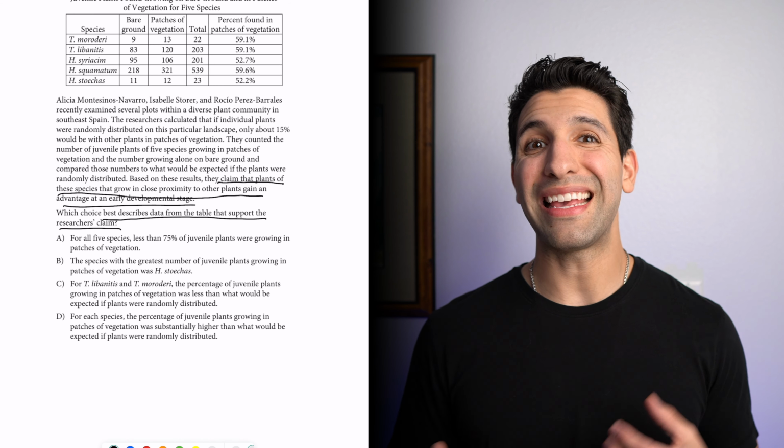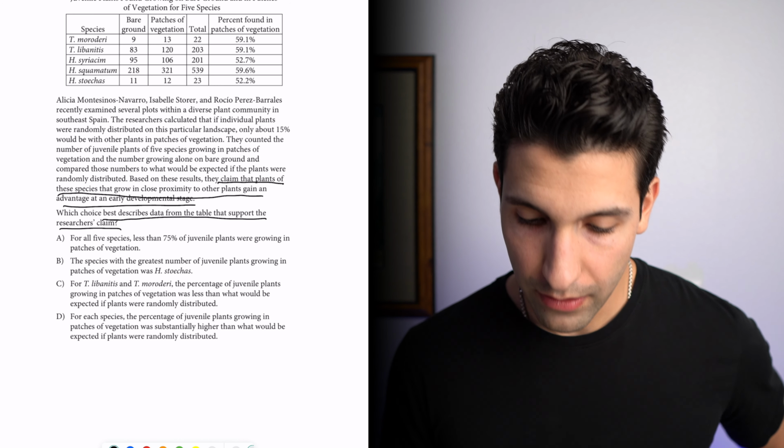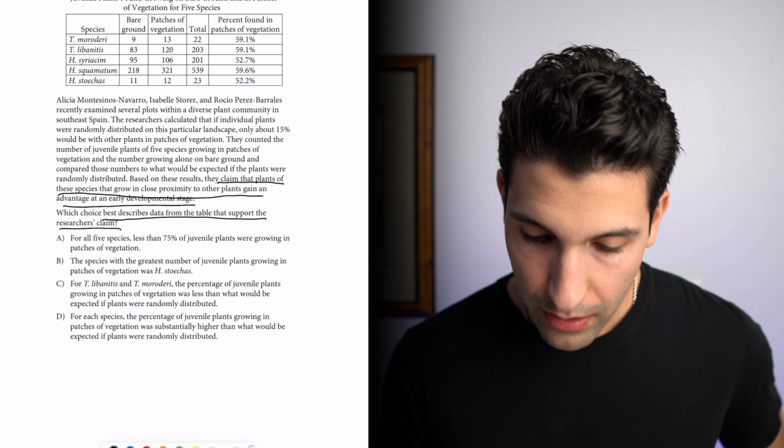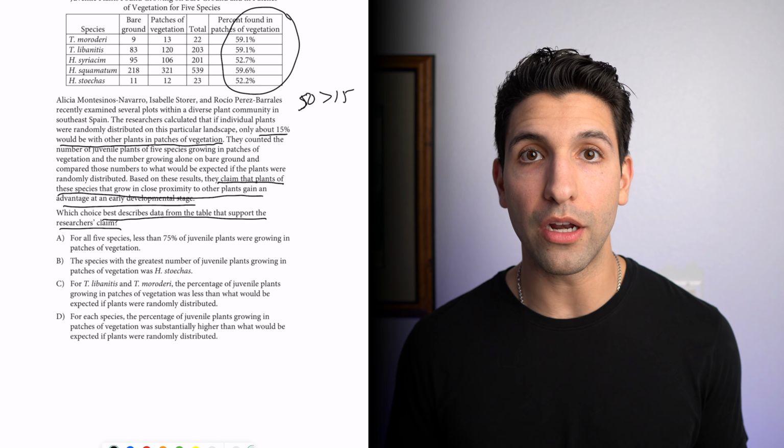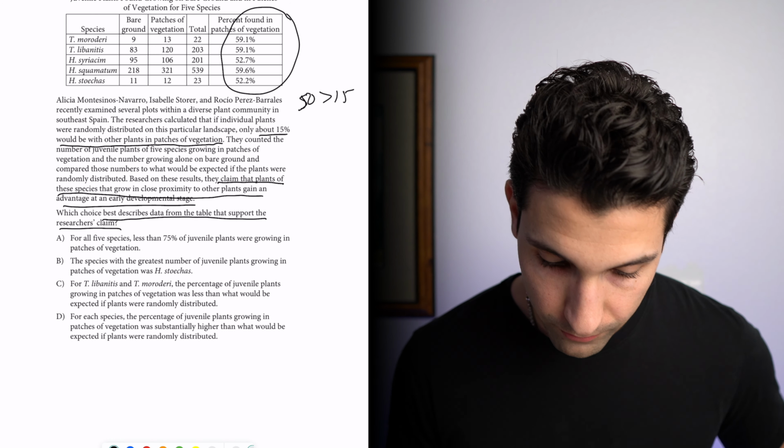Now let's take a look at what they expected to happen. They expected that only about 15% would be with other plants in patches of vegetation. But if we look at the chart, everything is well above 50%, and 50 is greater than 15. Okay, so let's take a look at the answer choices and see which one of those match what is going on and support the data.